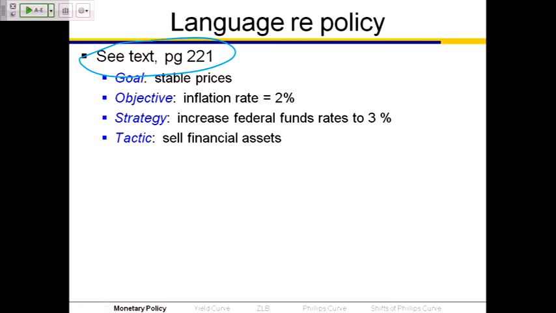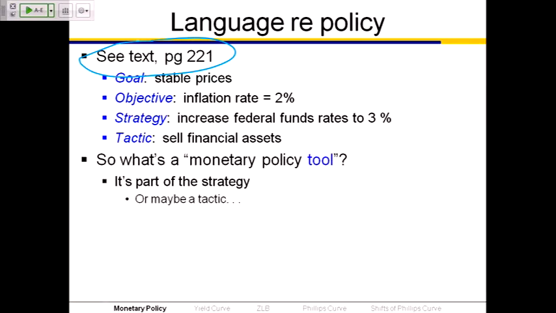And then there's a strategy by which the Fed hopes to achieve that objective. So the strategy might be, for instance, increasing or setting the federal funds rate at 3%. So this is what we're going to do as a way of achieving our objective, which is the way that we're going to achieve our goal. And then there's some tactic. What is it that they do in order to implement that strategy? And so for instance, we started talking Monday and we'll finish up today talking about selling financial assets as a tactic for achieving a goal.